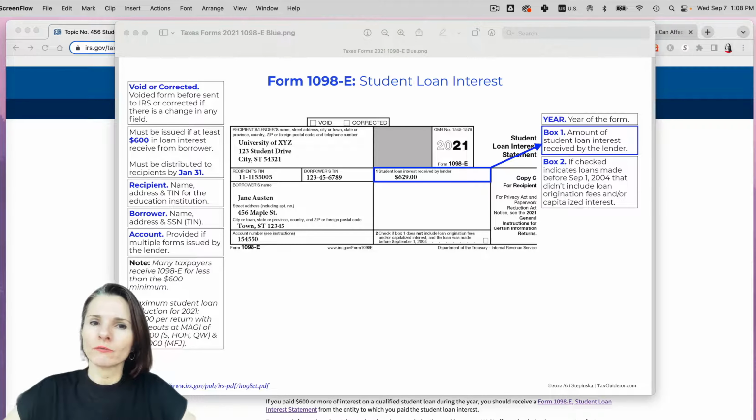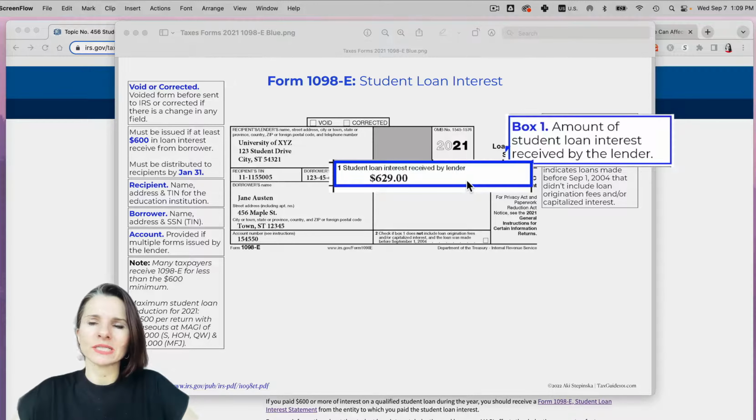We're going to go over the Form 1098-E, which reports student loan interest that was paid to lenders. That information can be used on your 1040 and Schedule 1 to claim the student loan interest deduction. So this is one of the simplest forms. There's really not much information except box 1, which has the amount of student loan interest received by the lender.